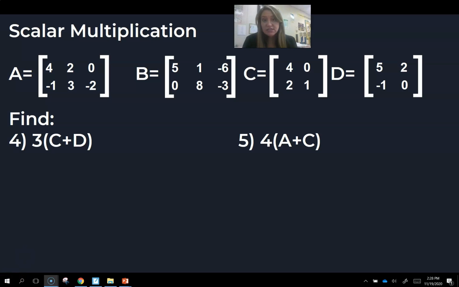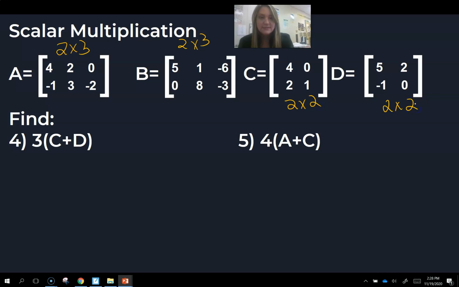Okay, so here, just like order of operations, right? We do parentheses first, then we move out. So here, see how it's 3 times C plus D? Well, I need to do C plus D first if I can, then multiply all of that by 3. Okay, so again, the size of our matrices matter. Let's go ahead and just write these down. This is a 2 by 3, this is a 2 by 3, this is a 2 by 2, and this is a 2 by 2. So when it comes to adding and subtracting, A and B can go together, and C and D can go together because they're the same size.